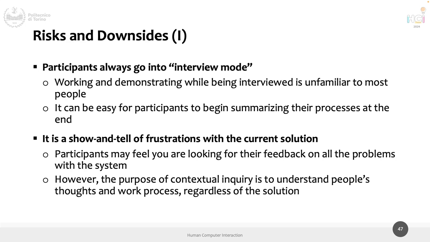But this is not the purpose of contextual inquiry. That is a good feedback session for a developer that needs to fix bugs, maybe. The purpose of contextual inquiry is to understand people's thoughts and work process, regardless of the specific implementation of the application that they have in front. So bugs are not really relevant, and feedback like I don't like the color either. You should try to make the participant not go into interview mode. If the participant is talking and not doing, you should say, okay, but now can you show me? Interrupt this modality. You can listen to some feedback, don't take note of that, and ask the person to proceed on the process that you are interested in.